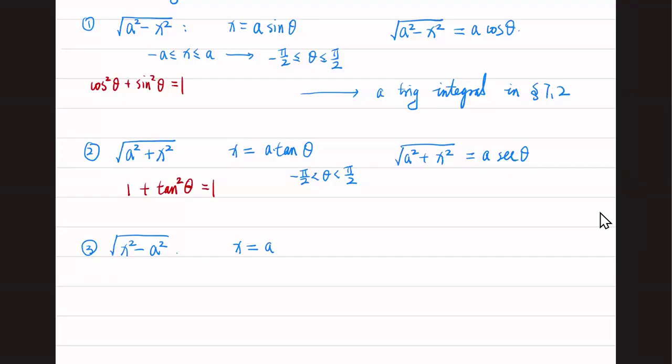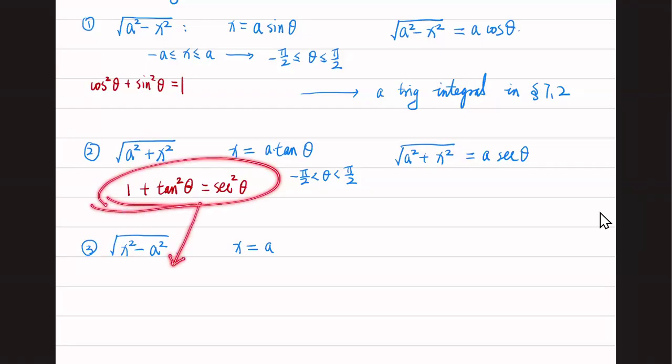Oh, let me correct myself. So here it should be the secant squared. Okay. So for this one, we will use the same identity, but in a different appearance. There will be secant squared minus 1 is tangent squared.